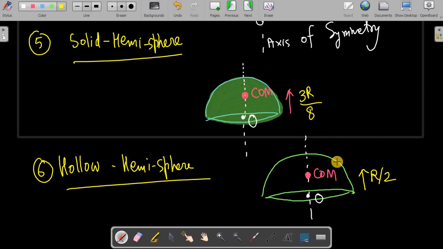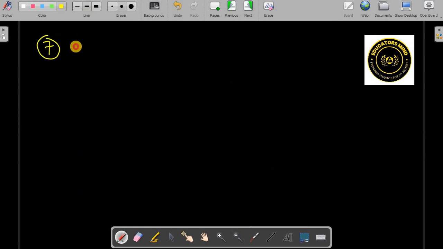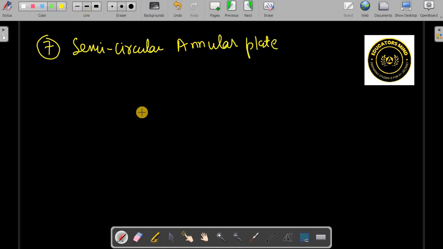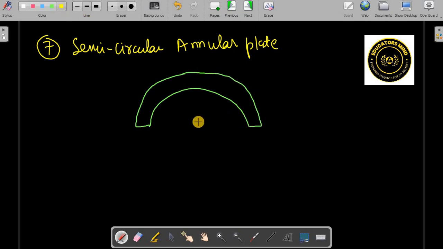Then, what about the semicircular annular plate? That also you note. What is that semicircular annular plate? That means it is like a semicircular plate, but there are two different radii. There will be an inner radius and an outer radius. So in such cases, let's say the inner radius is R1 and the outer radius is R2. Okay, two radii are there.